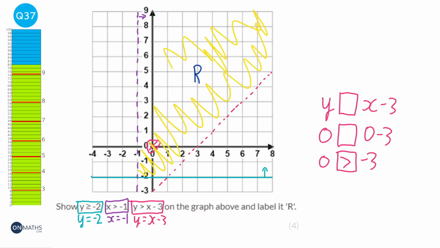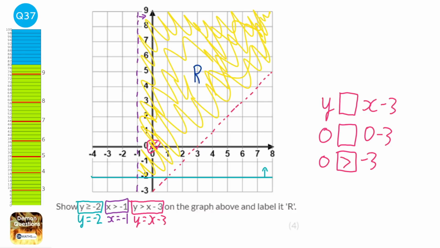Anywhere at all. And you're asked normally to mark it with an R. I'm kind of colouring it in just because your R can be anywhere within this region. It can actually be at 0, 0. Anywhere within the yellow region would give you the mark.